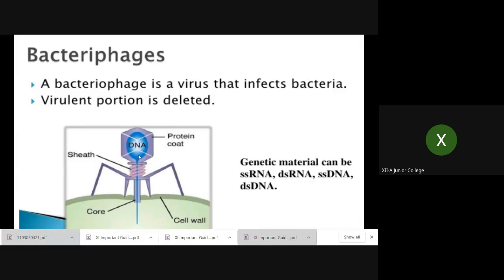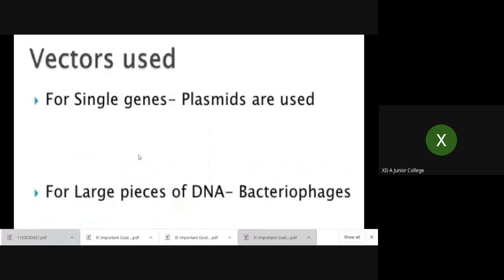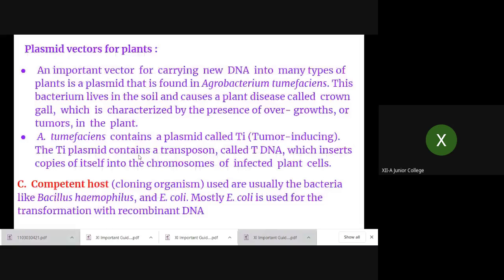So two vectors we discussed. One is the plasmid and the second is the bacteriophage. For a single gene, plasmids are used, and for large pieces of DNA, bacteriophages are used. Means if the fragment of DNA to be introduced is larger, then in that case bacteriophages are preferred.